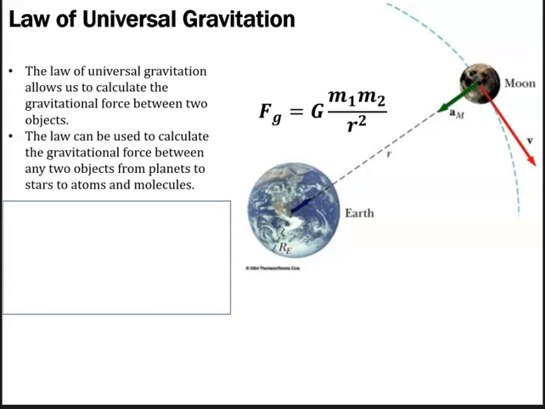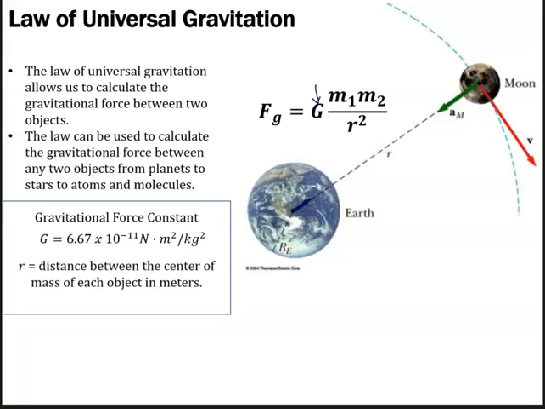So the gravitational force equation, or the universal law of gravitation, has the gravitational force constant. This G here is called the gravitational force constant, and it has a value of 6.67 times 10 to the negative 11. It is a very, very small constant. And then R is the distance between the centers of mass of each object in meters.